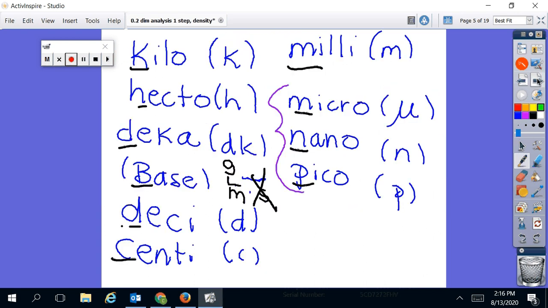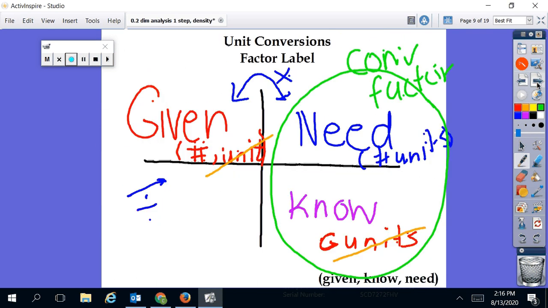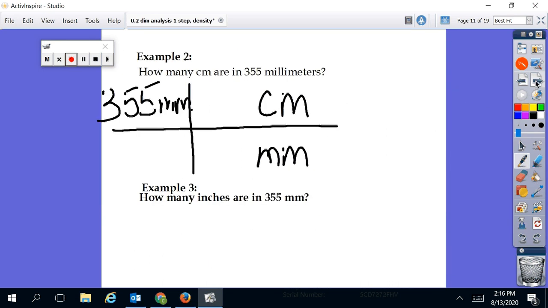So let's go back. Okay, and I'm going to put that 10 millimeters is 1 centimeter. And if you put the 10 on the bottom, 1 is always the other number. So if 10 went on the top, 1 would always be in the other block. Okay, and that's how you use the number line in factor label.